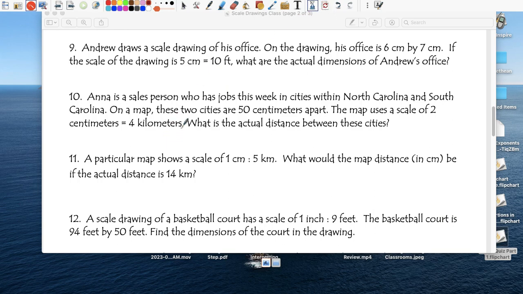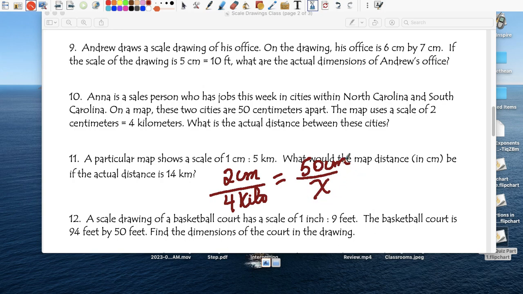On the map, the 2 cities are 50 centimeters apart. The map uses a scale: every 2 centimeters equals 4 kilometers. So on the map, it says that 2 cities are 50 centimeters apart. How many kilometers is that?